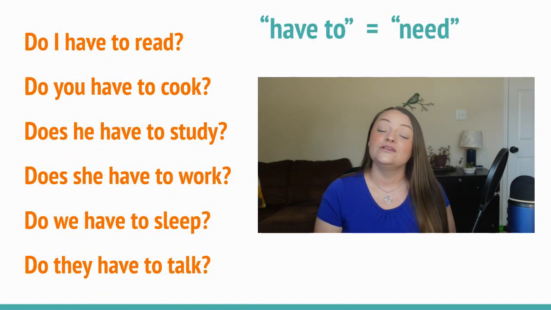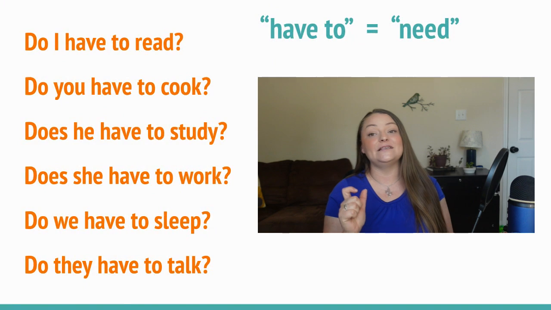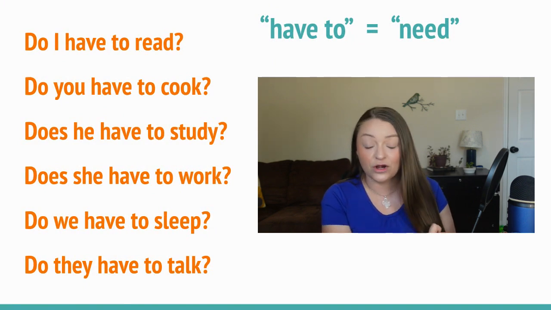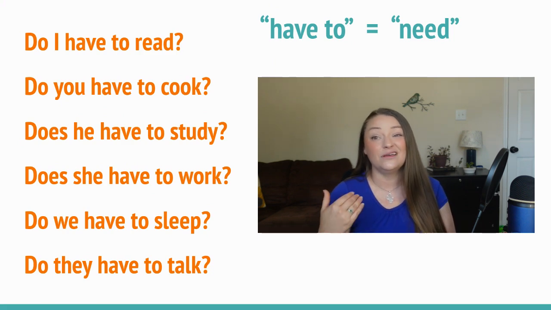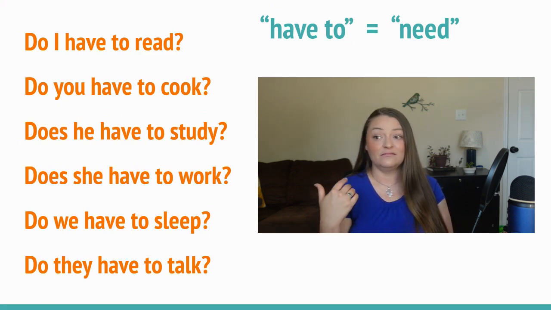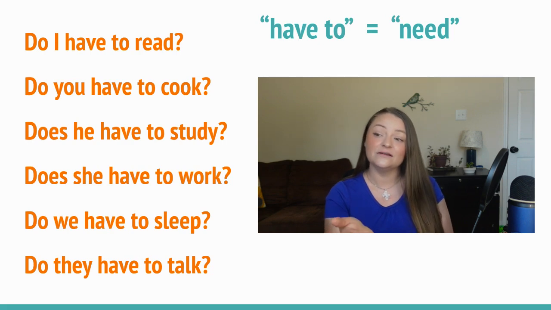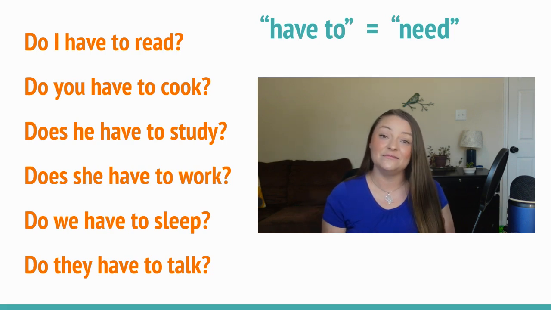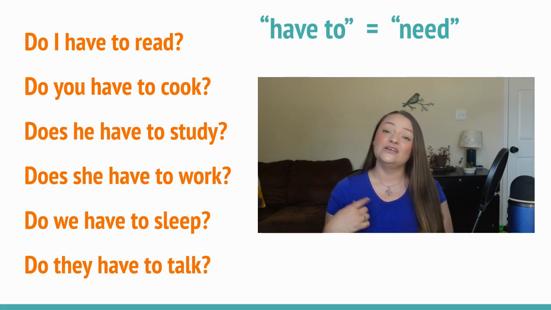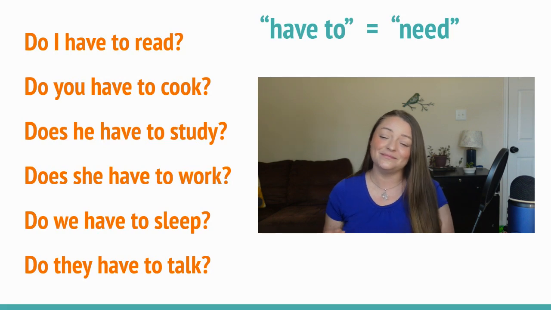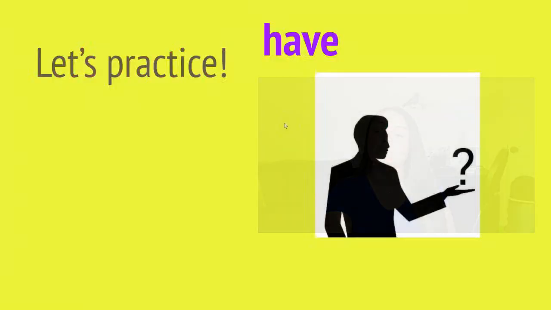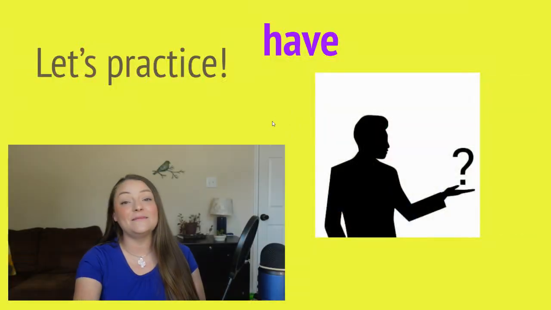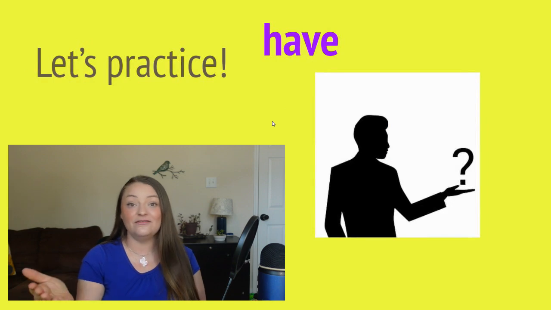And have. So remember, in English, when we say have to and then a verb, it means similar to need. So, do I have to read? Do you have to cook? Does he have to study? Does she have to work? Do we have to sleep? Do they have to talk? And let's practice. Make a question with have and the verb.